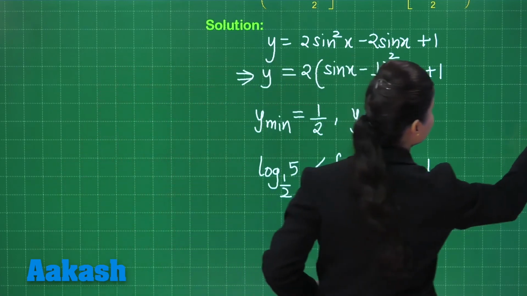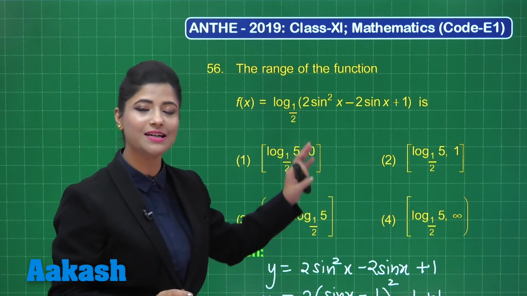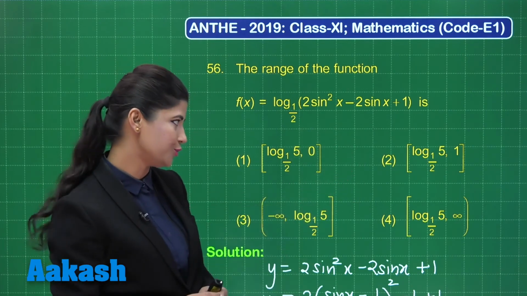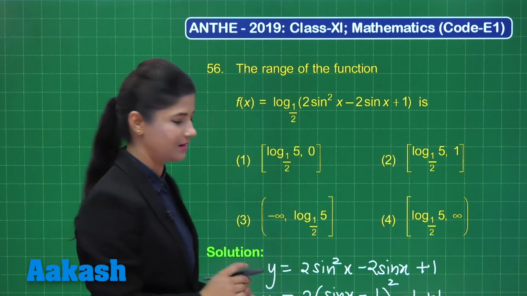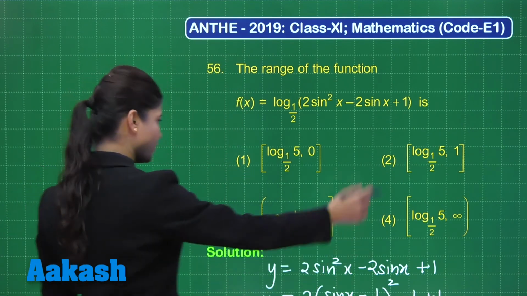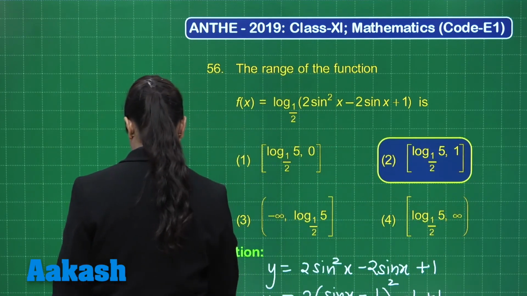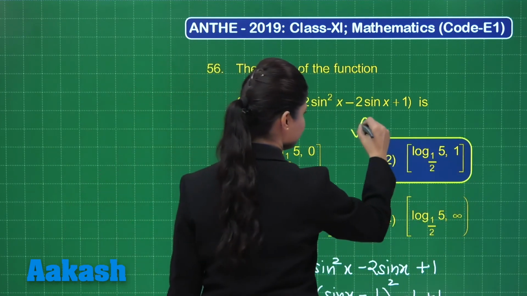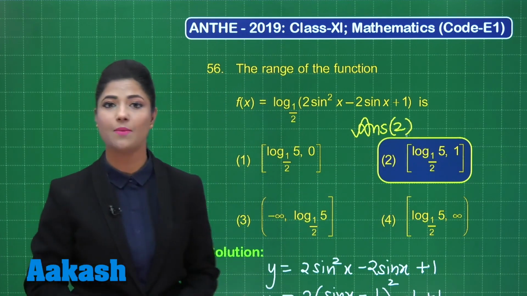And out of these options, you can clearly figure out the correct answer for this range is given in option number 2. That is log of 5 with base 1 by 2 to 1. Both are included. So out of this, I can clearly mark the correct answer as option number 2. So the correct answer is here option 2. I hope it is clear to you. Now let's take up our next question.